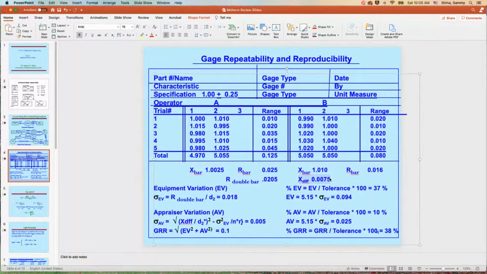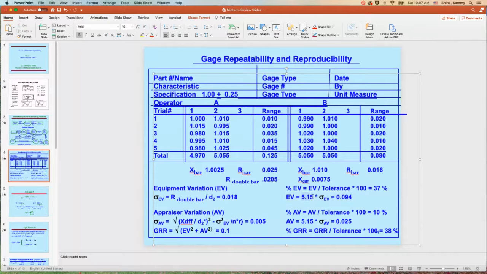Okay, so R double bar is the sigma of the equipment or the machine, and X diff is the sigma of the operators. So sigma of the equipment is R double bar over D2. We have a table for D2, so that's not a problem. I'll give you that table. And then when we get the equipment variation, so that's the sigma.